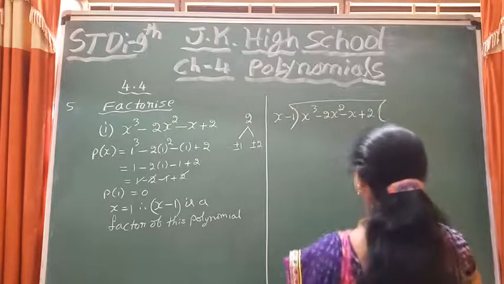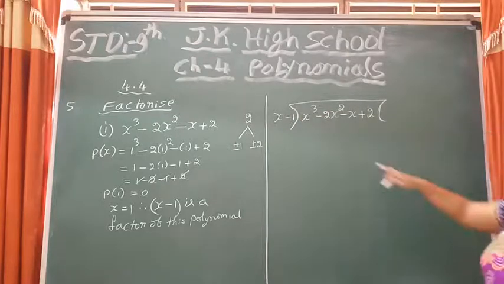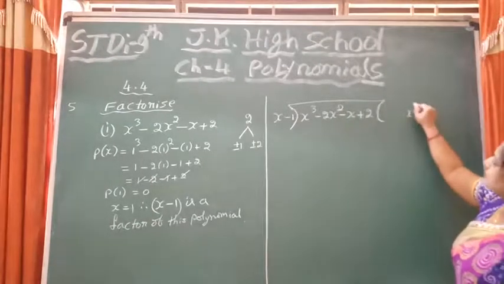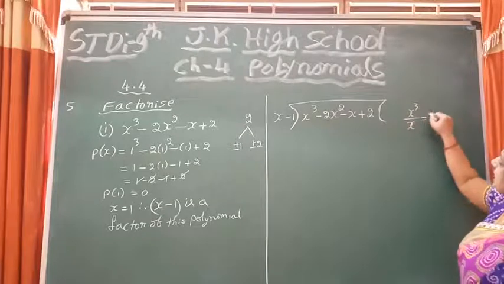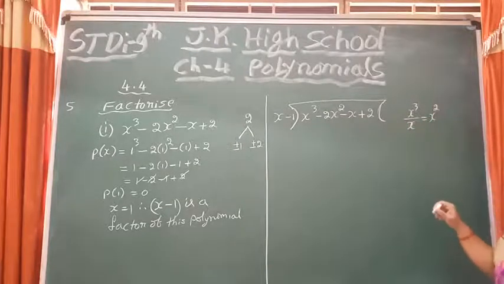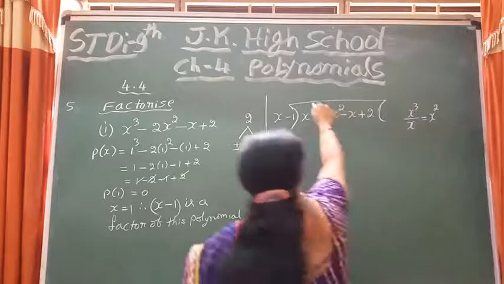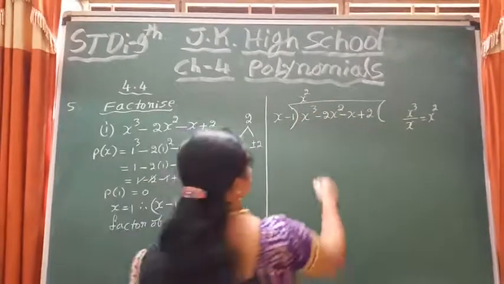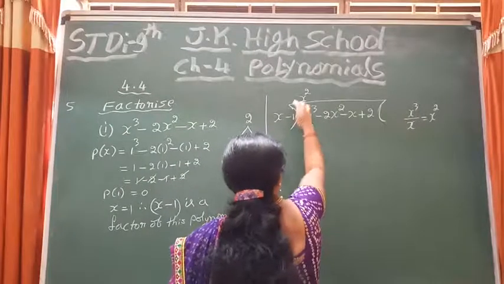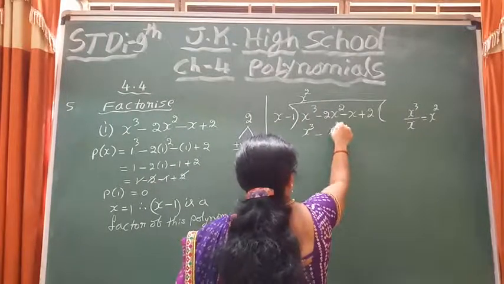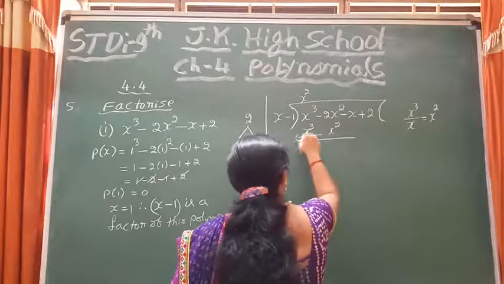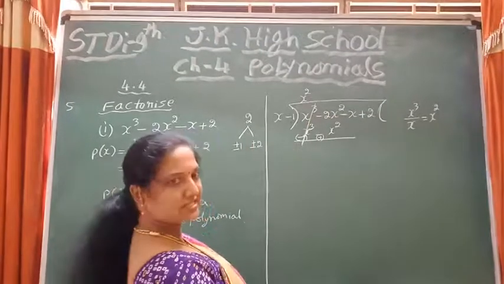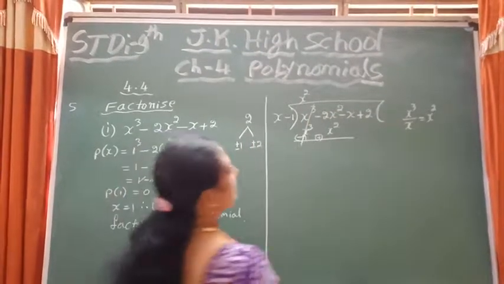See, if I divide in this manner, I divide the first term of the polynomial by the first term of the divisor, and then I get the quotient. X cube divided by x gives x square as the quotient. I will write x square here. Then x into x square is x cube, and minus 1 into x square is minus x square. Change the sign. Then x cube minus x cube gets cancelled.